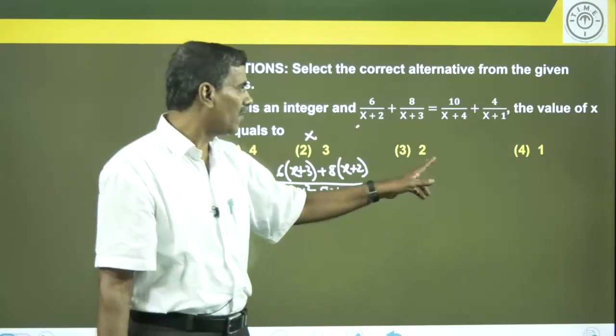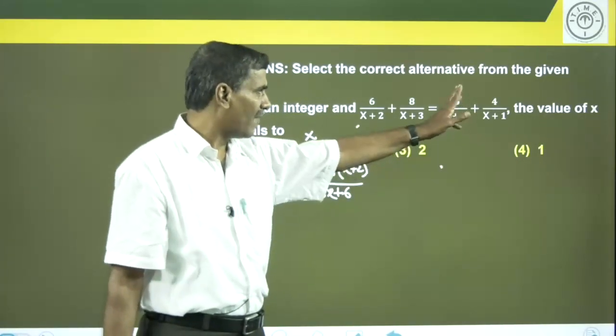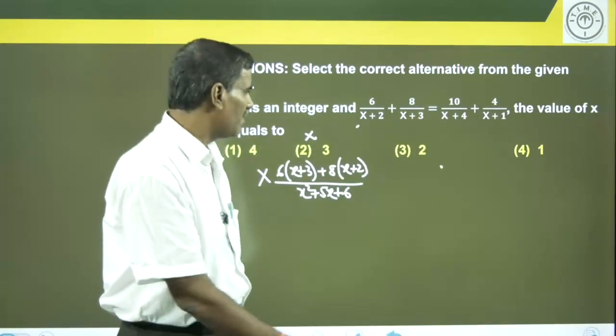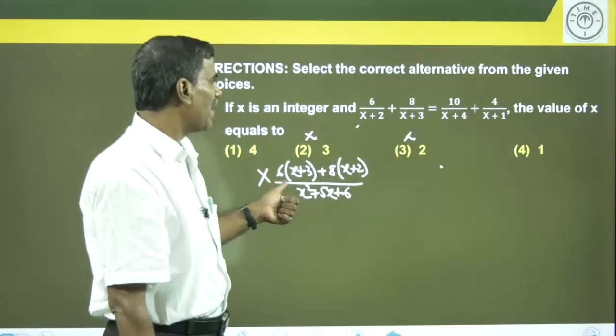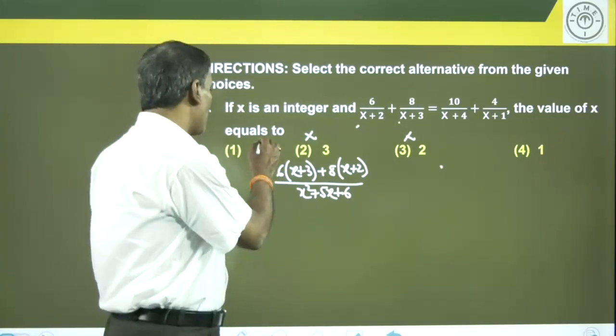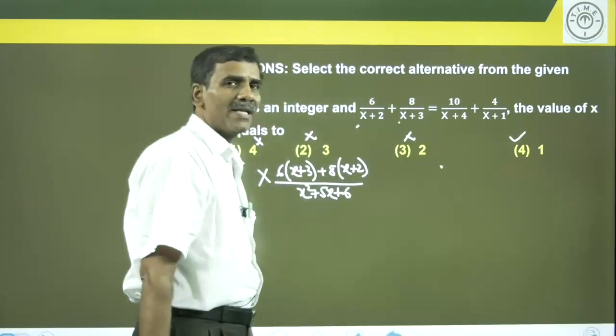In the same way, if you are substituting 2, 10 by 6 is okay, 5 by 3 we will have, but 8 by 5 won't give us any integer value. That means it cannot be 2 either. In the same way, 4 also we can avoid, by taking 4 plus 3 as 7, 8 by 7 is not an integer. So that means the answer has to be 1, and we just check whether 1 is satisfying or not.